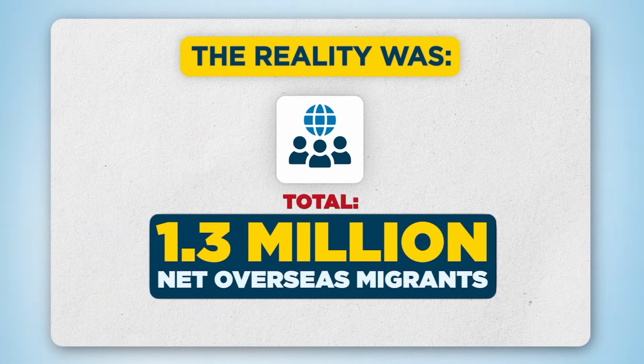Now, do you see the difference there? It's not some insane blowout. It's not double, it's not 5 times. Yes, migration ran hot for a period, but the total difference over that whole window is nowhere near big enough to be the only explanation for a housing crisis this severe.